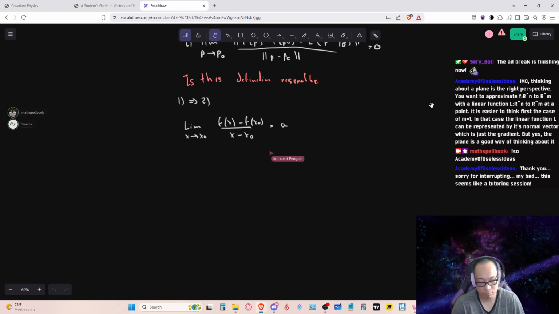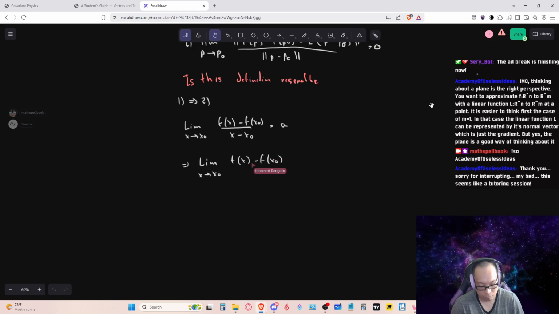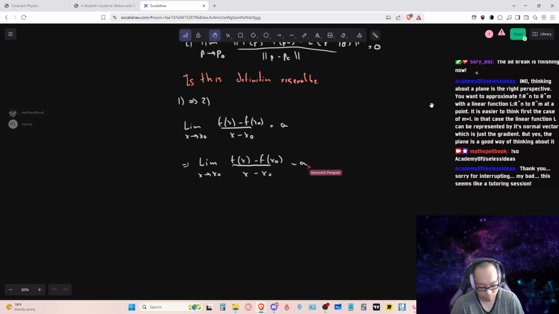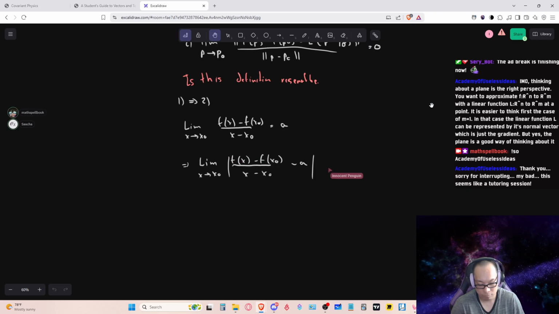And okay, what I can do is I can rewrite this limit. I can say, well, if I want, I can just move the A on the left side, because it's just a constant. And then what I will get is that this is equal to 0. But this is exactly the same thing as saying that the absolute value of that is equal to 0. There's no loss of information putting the absolute value here.